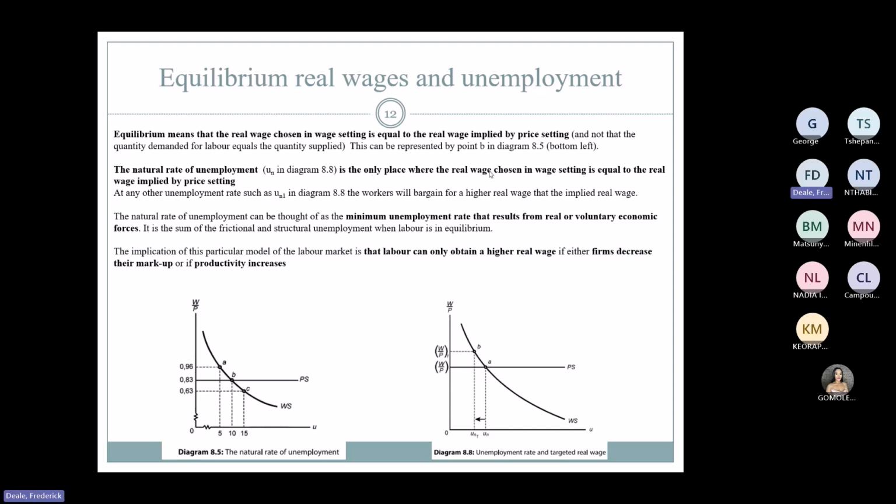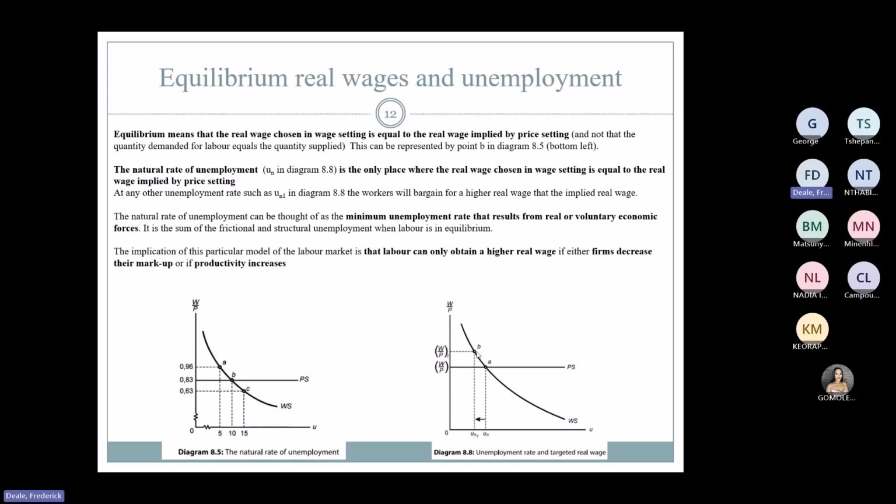And the only place where the real wage chosen in wage setting is the same as the real wage implied by price setting is at the natural rate of unemployment. And that's at this point A, right? So at this point, price setting says this needs to be the real wage over there, and wage setting says, okay, well, at that level of unemployment, it's the same. So that's the natural rate of unemployment.